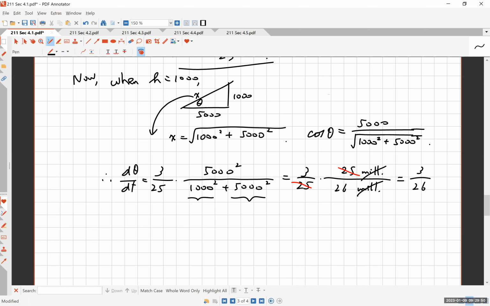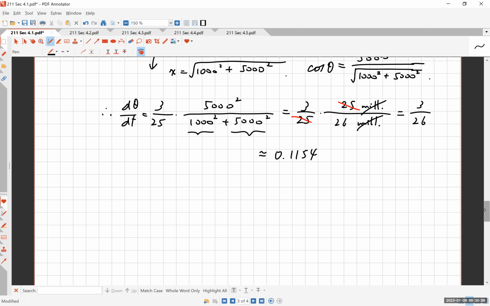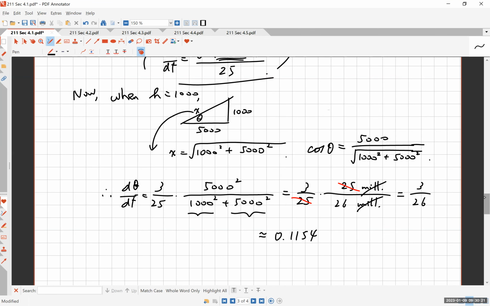By the way, if you now take a calculator and calculate this number, it turns out to be 0.1154 approximately. Again, I don't really care how many decimal places you find a number to, but I think this is pretty reasonable. 0.1154. Okay, now remember, we are measuring the angle theta. And as you use calculus, remember, can we just use degrees here? And the answer is absolutely not.